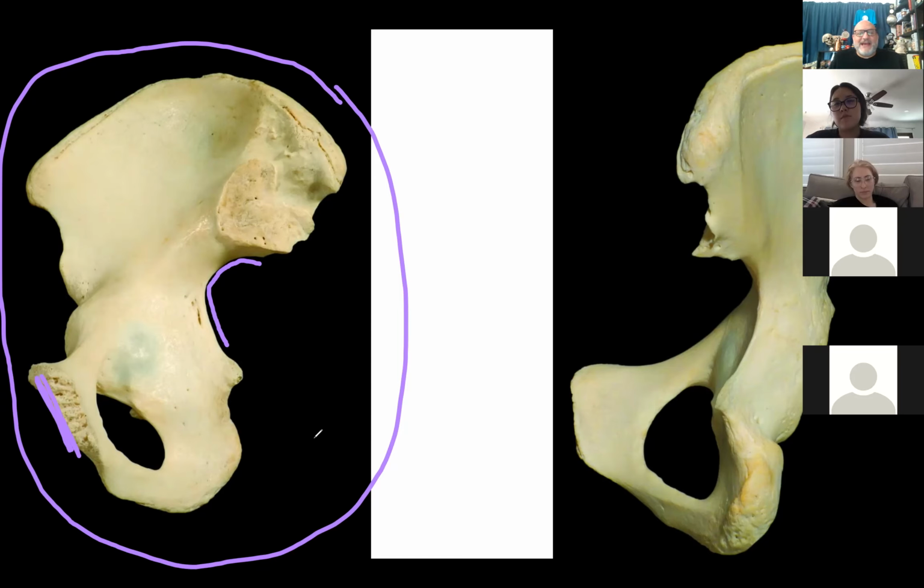And of course, the acetabulum has to be where the femur connects. I can't see the acetabulum, so it must be on the other side of this. So if the acetabulum is on the other side, then this person is basically standing there looking at me. Would this be their right hip bone or their left hip bone? Their right. Exactly. Thank you.